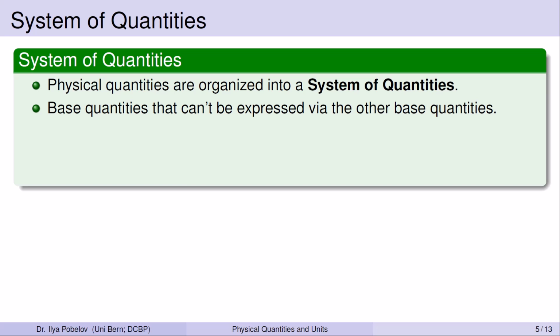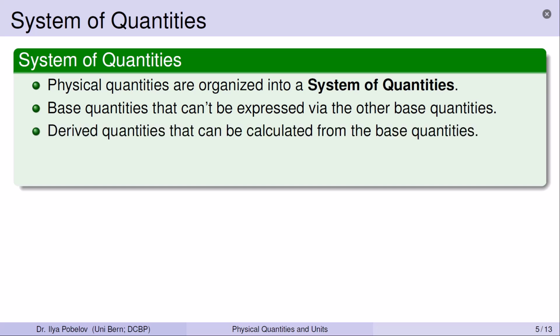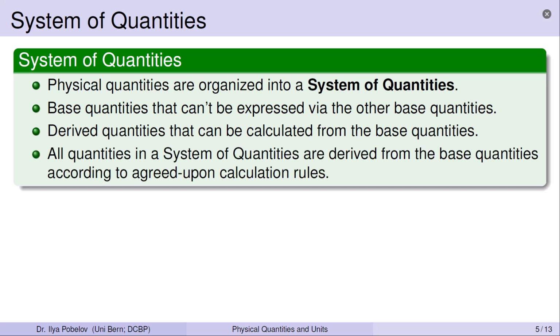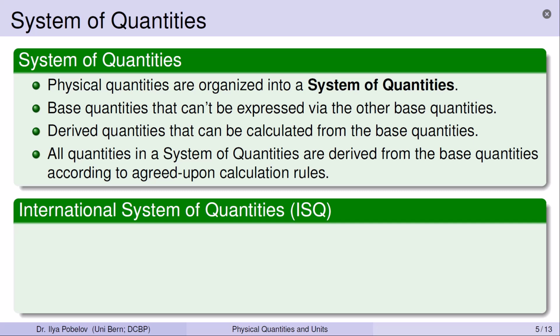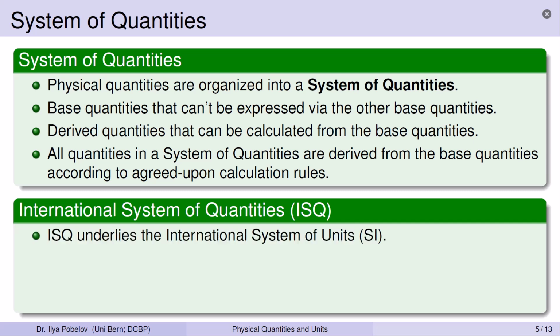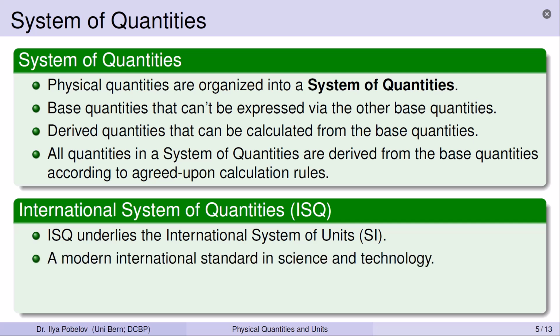Further kind of quantities that are called derived quantities can be calculated from the base quantities. In fact, all quantities that are included in a system of quantities are derived from the base quantities according to agreed upon rules. That's why it is a system. While various systems of quantities are in principle possible, we will deal exclusively with the International System of Quantities, or ISQ. This system underlies the International System of Units and therefore is a modern international standard in science and technology.